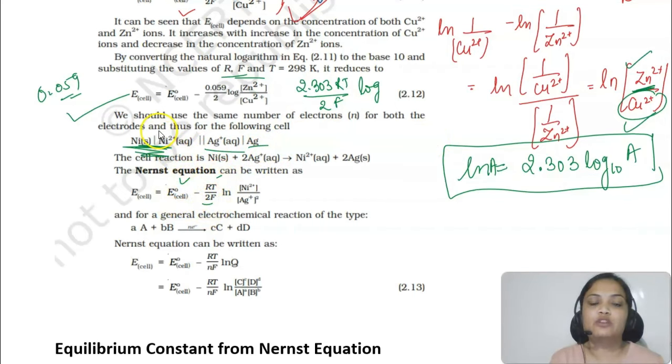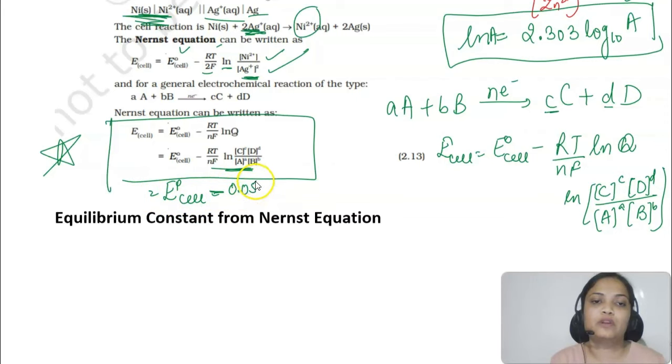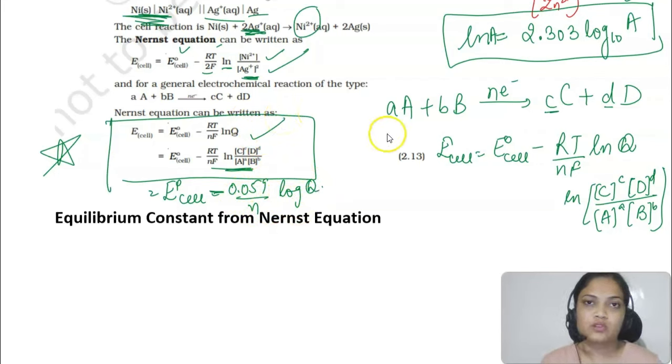Keep that in mind. Okay, if you don't want to remember this, just remember it will be 0.059 upon n. Then this will not be the natural log, it will be log to the base 10. So you can say E naught cell minus 0.059 upon n log Q, the same thing. Okay, so this is how the Nernst equation is written.